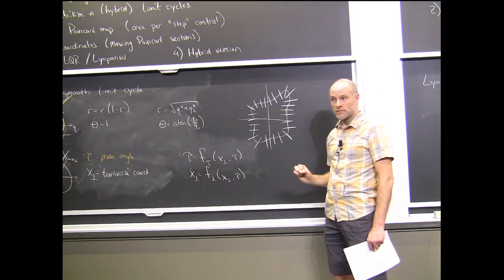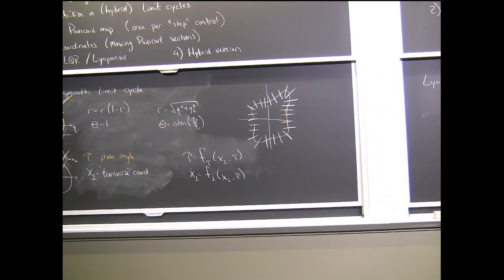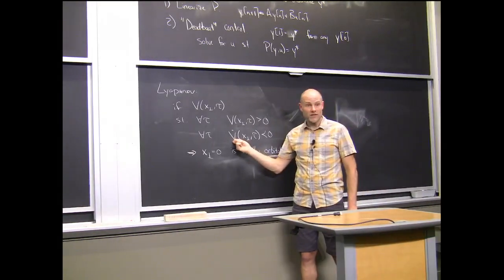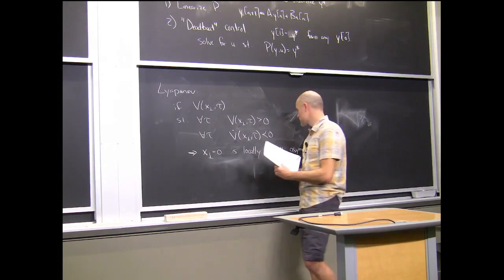Is that clear? The V dot conditions I'm checking here are instantaneous. They just use the instantaneous dynamics. x dot equals f of x, u, right? Or f.